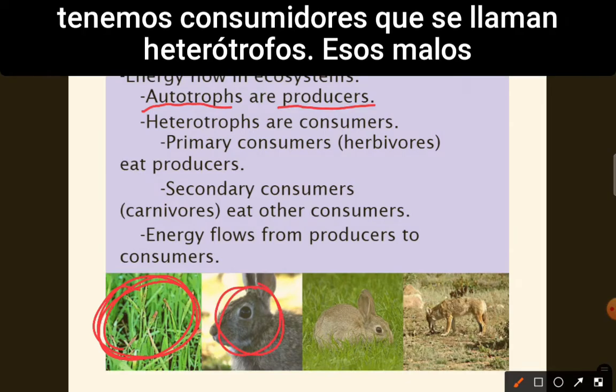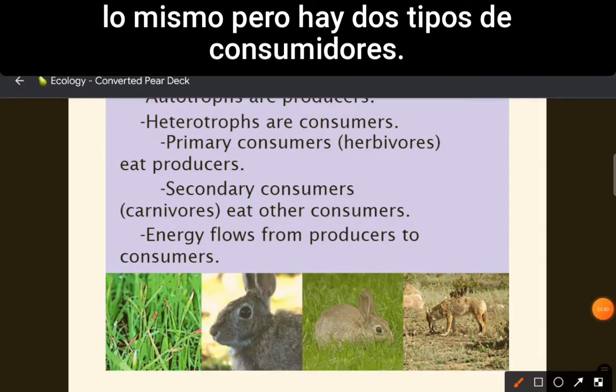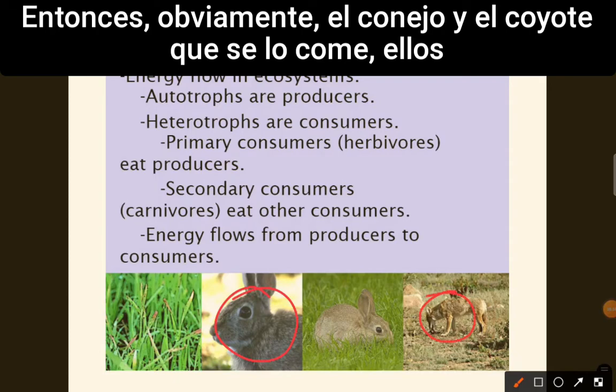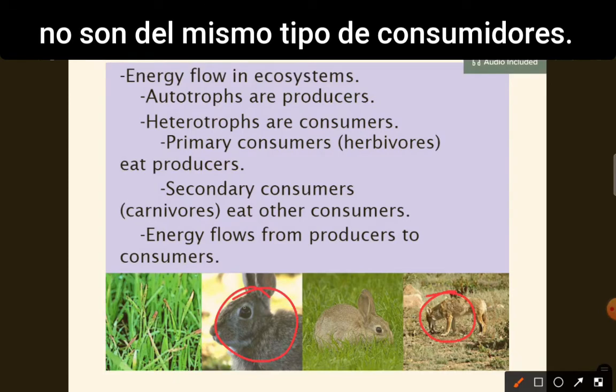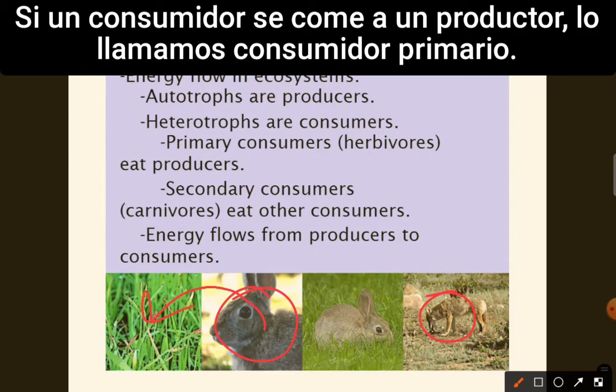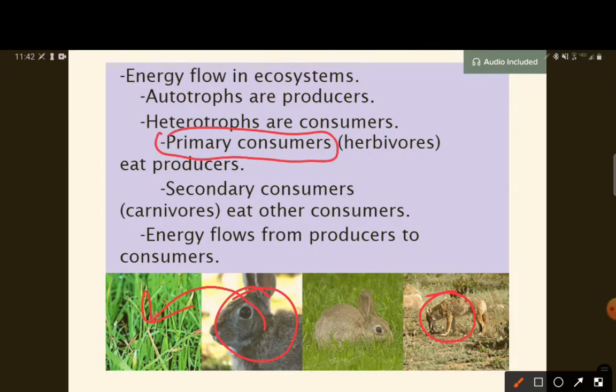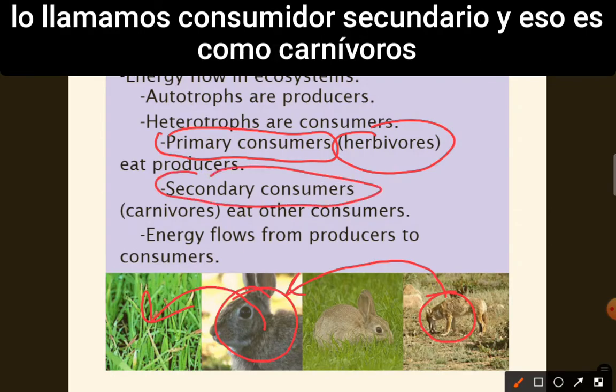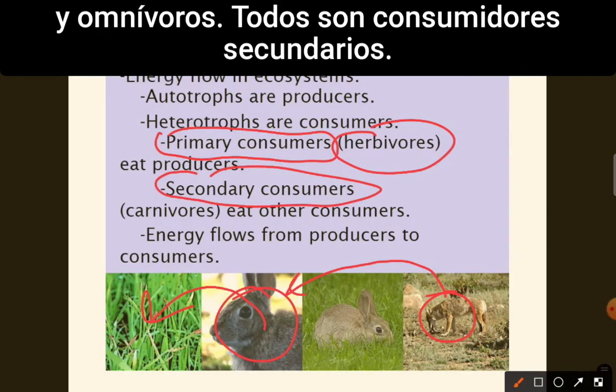At the next level, we have consumers, which are called heterotrophs. Those mean the same thing. But there are two types of consumers. So obviously the rabbit and the coyote that eats it are not the same type of consumers. If a consumer eats a producer, we call it a primary consumer or an herbivore. If, however, the consumer is eating a primary consumer, we call it a secondary consumer, and that is stuff like carnivores and omnivores. They are all secondary consumers.